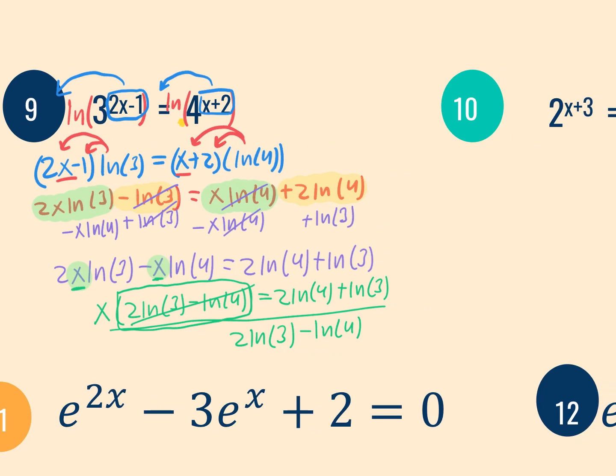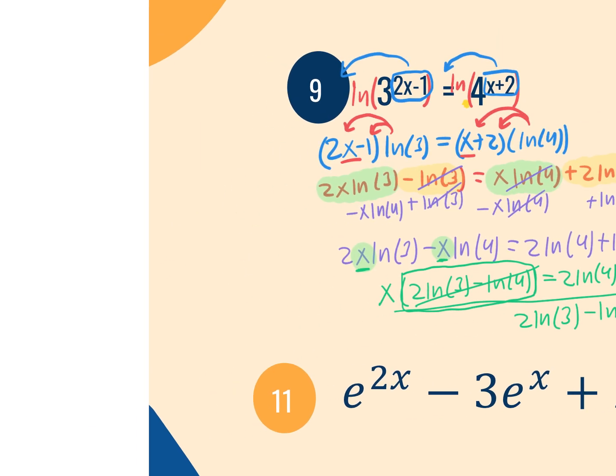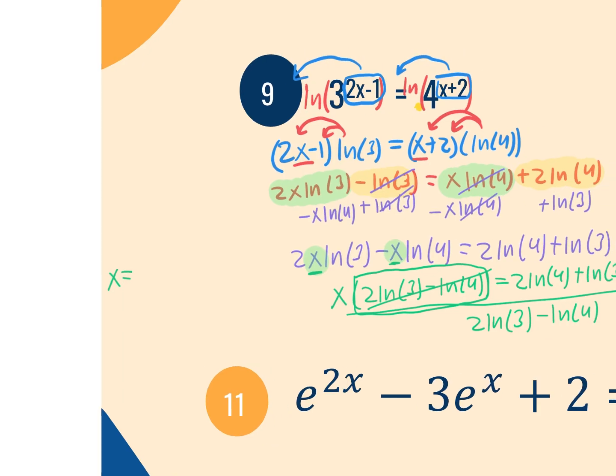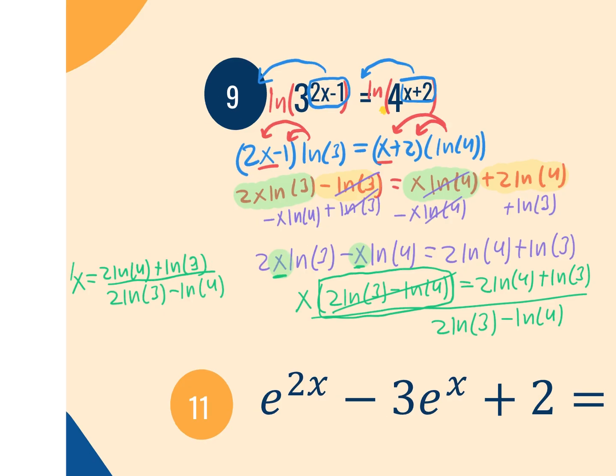And then that crosses out on this side, and then you're left with, I'm going to go on this side, right? And then I'm going to be left with x equals the top, which is 2 ln of 4 plus ln of 3, over 2 ln of 3 minus ln of 4. All right, and then that is our exact answer, right?